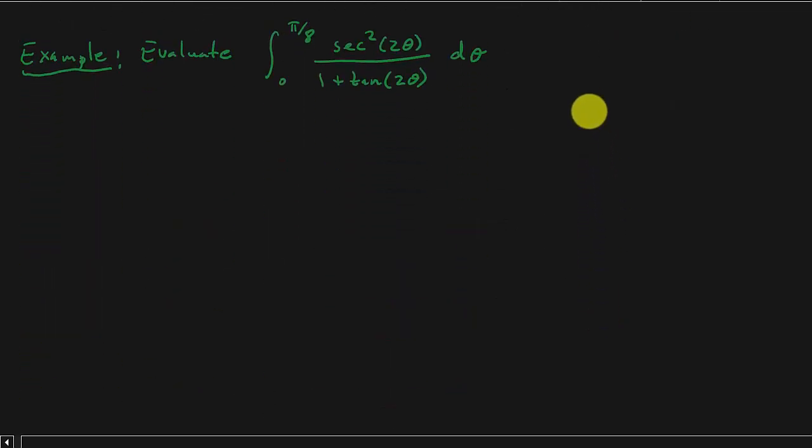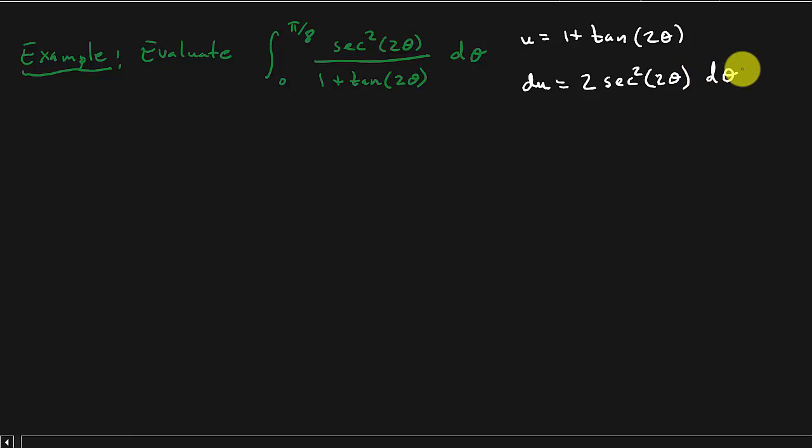All right, so this one we have to evaluate. So we got a fraction, so let's see if the derivative of the denominator is in the numerator. So u is equal to 1 plus tangent 2 theta. So du is derivative of 1 plus tangent 2 theta. That's derivative of 1 is 0. Derivative of tangent is secant squared 2 theta times the derivative of what you're taking the tangent of. So what's the derivative of 2 theta? That's just 2, and then times d theta.